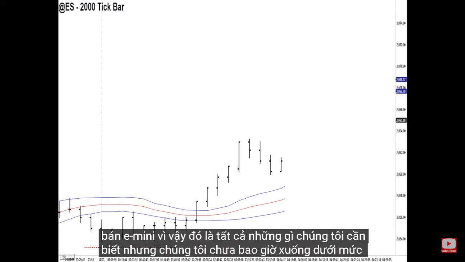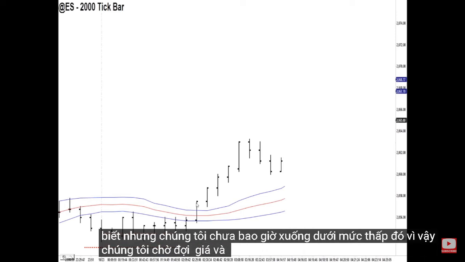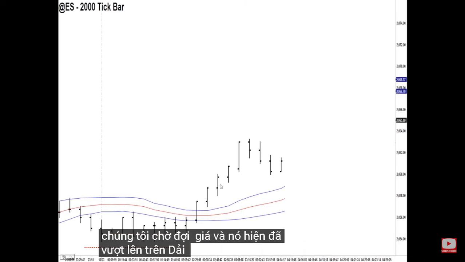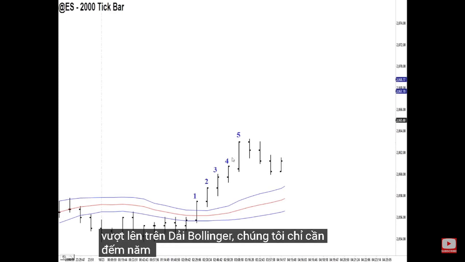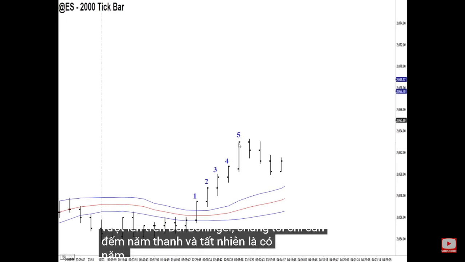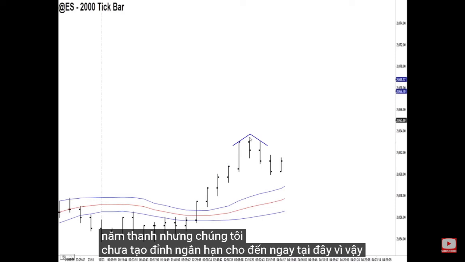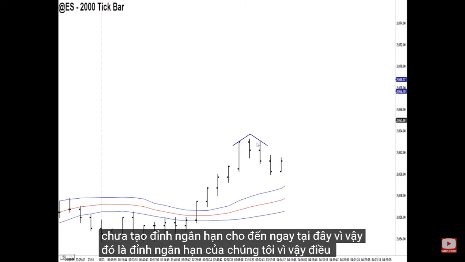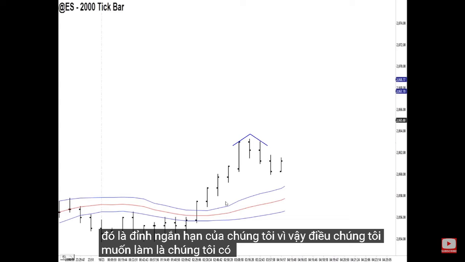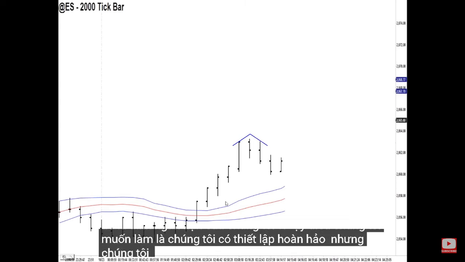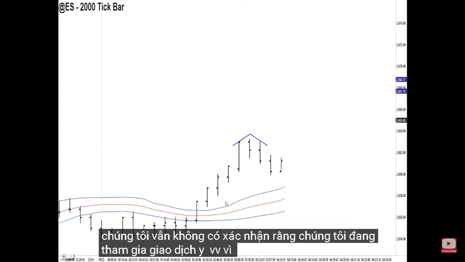But we never went below that low, so we waited for price, and it went above the Bollinger Bands. We simply count 5 bars, and there's our 5 that have closed, but we have no short-term top created yet until right here. So that's our short-term top. We have a perfect setup, but we still have no confirmation that we're entering the trade yet. So we haven't bought yet.